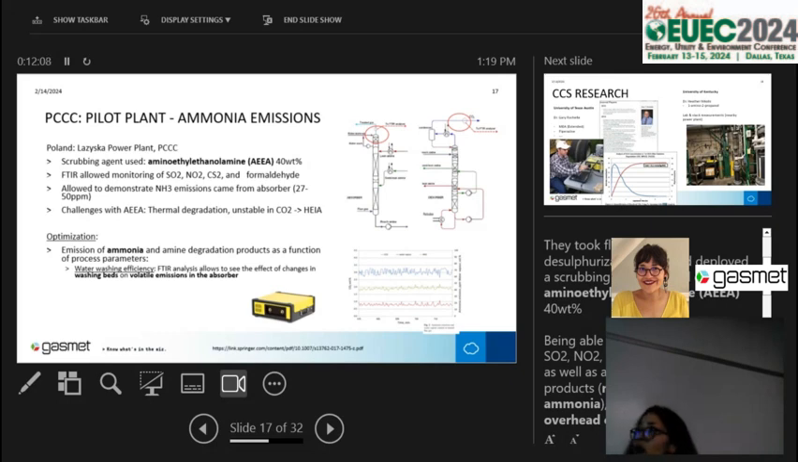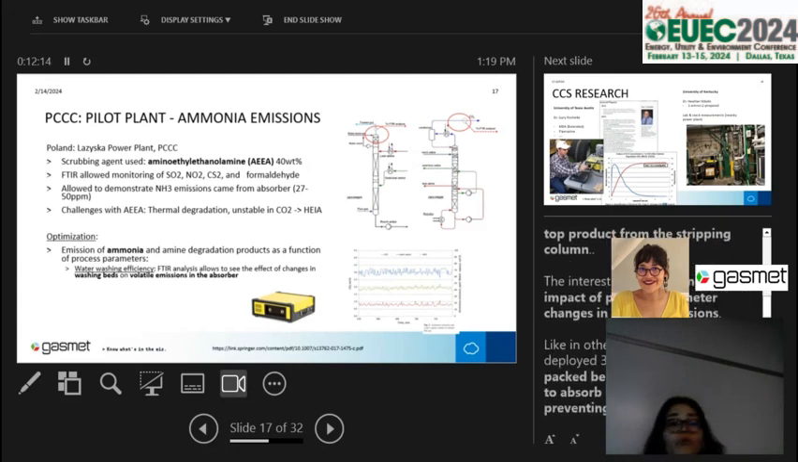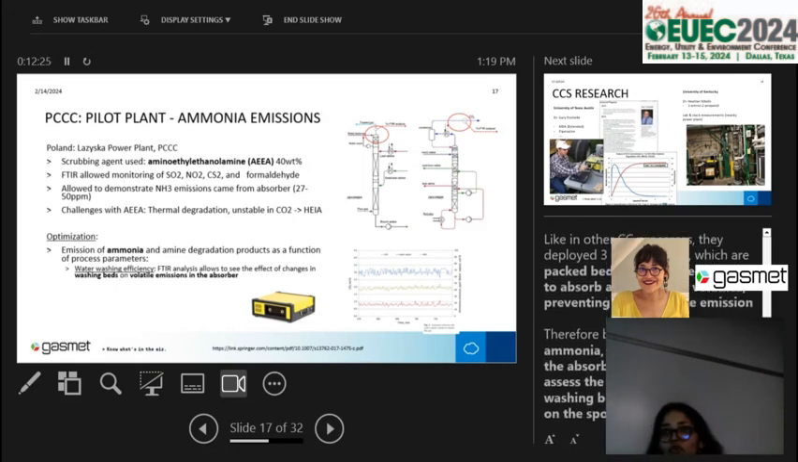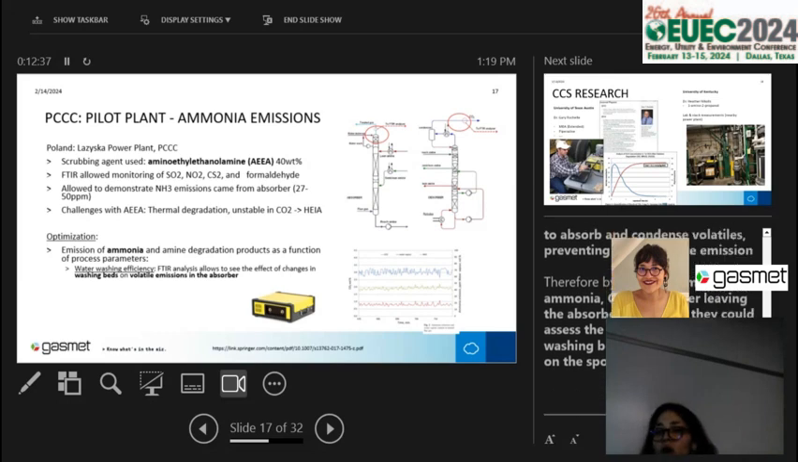As with other carbon capture designs, they had three washing beds, which are packed beds with recycled water to absorb and condense volatiles to prevent their ultimate emission. So being able to measure amines over here at the top of the absorber column, they use the FTIR to evaluate the efficiency of the washing beds and make decisions on the spot.